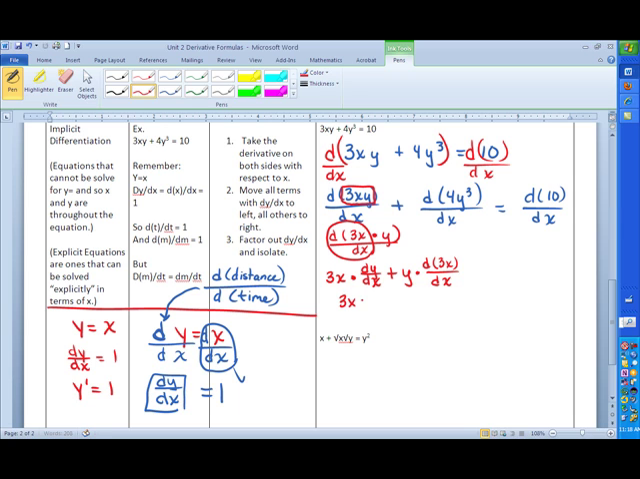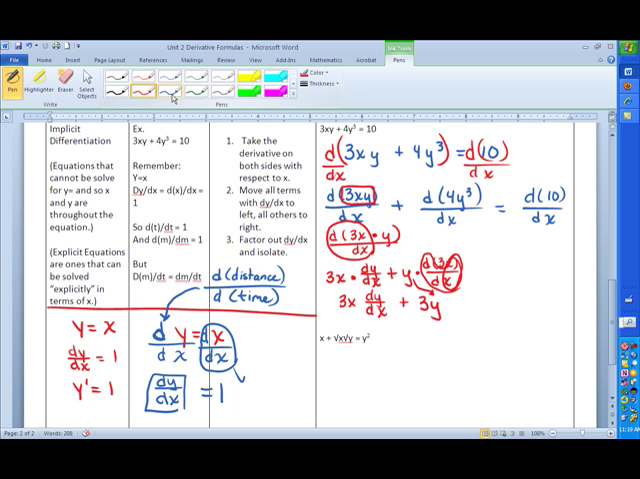And now let's clean that up. We have 3x dy dx. And the derivative of x with respect to x, remember, is 1, but we have to multiply that by 3. So the derivative of 3x is 3, but we also have this y out in front, so that would be 3y. So there's no longer a dx here because the derivative of x with respect to x is 1. Alright, so that takes care of the first term.